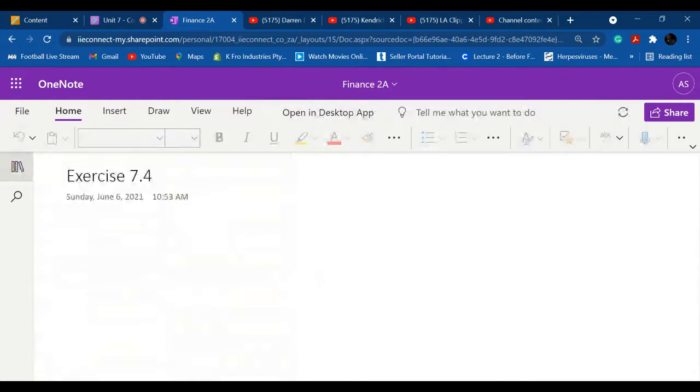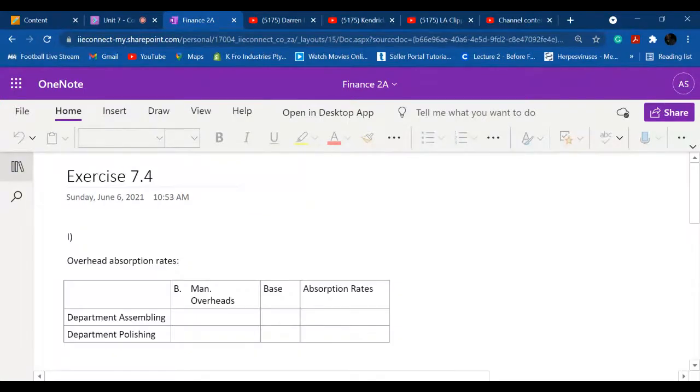Question 7.4. Now, as it loads, right. So 7.4 is literally just an application of everything we've just gone through. Okay, but now they are bringing it to a specific job. All right, and here we're now filling in the job card.